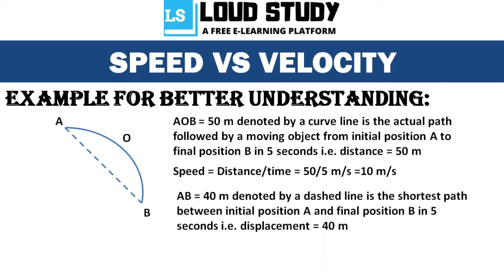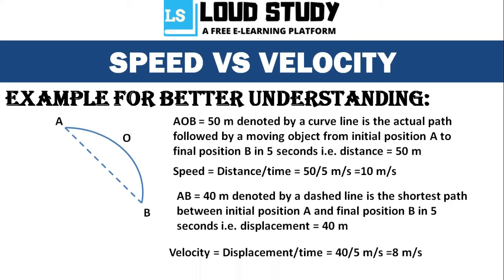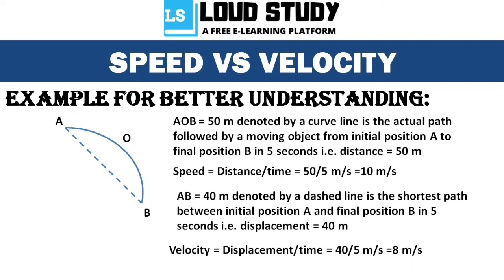Now coming to velocity. AB is equal to 40 meter, denoted by a dashed line, which is the shortest path between initial position A and final position B in 5 seconds. That is, displacement is equal to 40 meter. So velocity is equal to displacement by time, which is 40 by 5 meter per second, equal to 8 meter per second. So here you can see the speed of this moving object is 10 meter per second, whereas velocity for the same object is 8 meter per second.